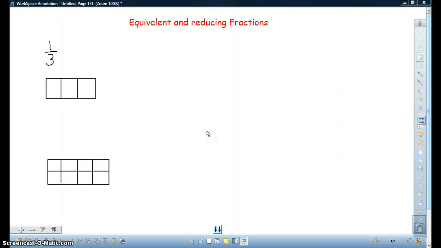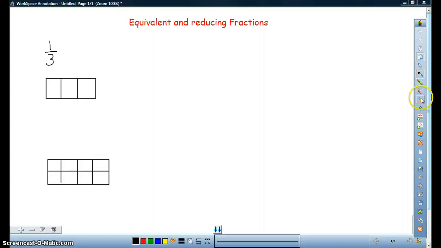Here we're going to look at equivalent fractions, which is the same as reducing, except we work backwards when we reduce. So we first start with 1/3, and we're going to fill in 1/3.